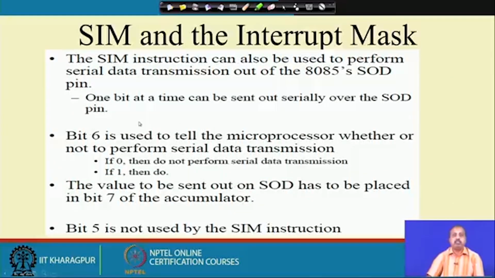So, it can also be used for data transmission. As I said, the SID and SOD pins are there for 8085 for serial data transmission. Now, this bit 6 will be used to tell the microprocessor whether or not to perform serial data transmission. If it is 0, then do not transfer serial data. If it is 1, then when the SIM is executed, the value to be sent on the SOD line has to be placed on bit 7 of the accumulator. So, whatever value is at bit 7 will go to the serial data out line, and bit 5 is not used by the SIM instruction.